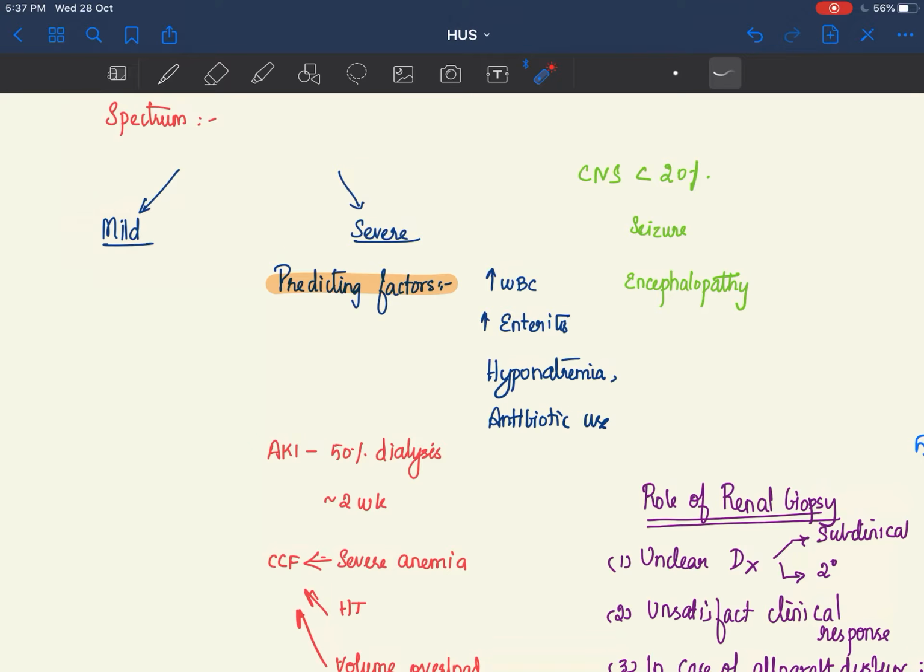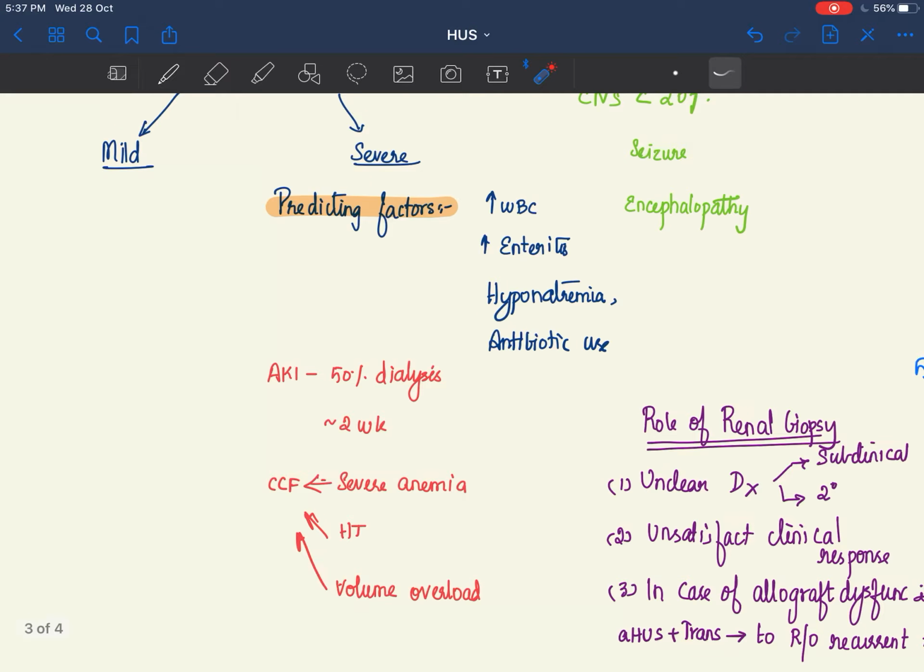Most of them are mild. Severe presentations can involve acute kidney injury, with 50% of them requiring dialysis for 2 weeks. CCF presentation can be there. The CCF can be secondary to a severe anemia, or acute kidney injury resulting in hypertension resulting in cardiac failure, or a volume overload. Where will volume overload happen? A child coming to you with diarrhea with dehydration, if the percentage of dehydration is not assessed properly, the child can be overloaded with fluid, again resulting in CCF.